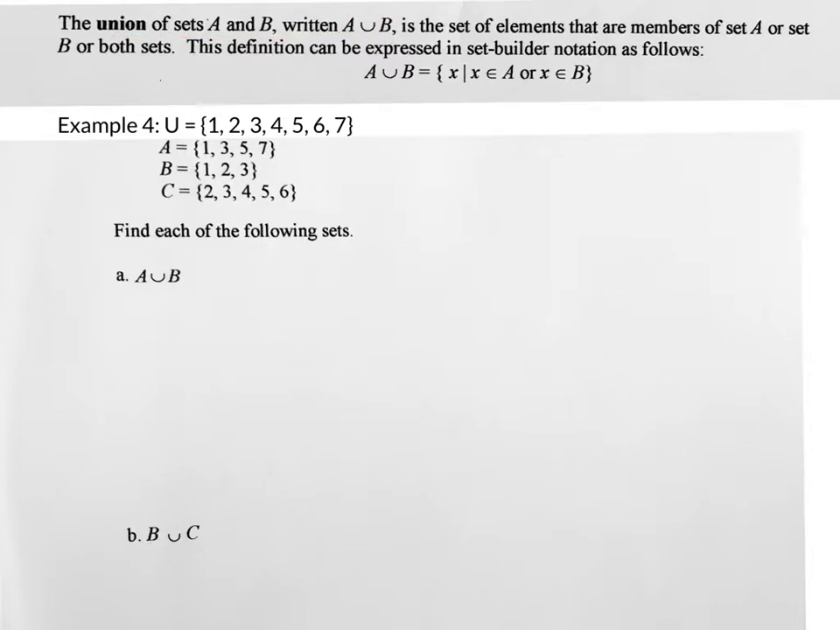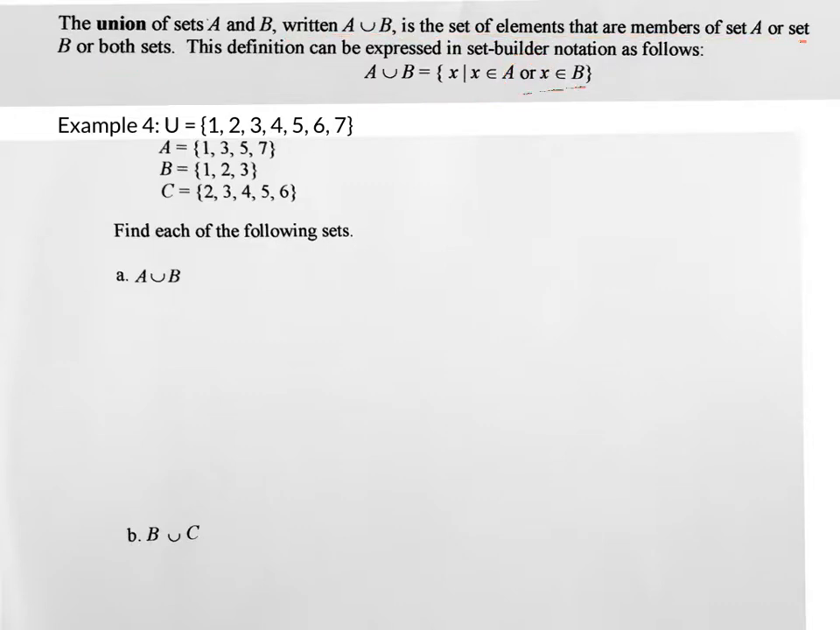The union of sets A and B, which is written A union B, or we could even say A united with B, is the set of elements that are members of set A or set B or both sets. So here's their fancy set builder notation, where x is an element of A, keyword here is or, x is an element of B. So what does that really mean?